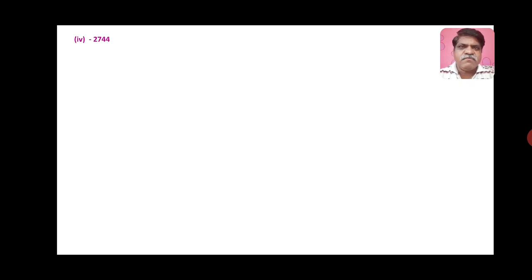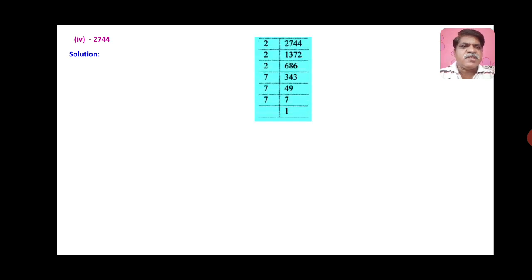So friends, fourth problem, minus 2744. We will see now, these are the prime factors of 2744. Don't consider the negative sign. Now it can be written in the horizontal way. 2744 is equal to 2 into 2 into 2, 7 into 7 into 7.